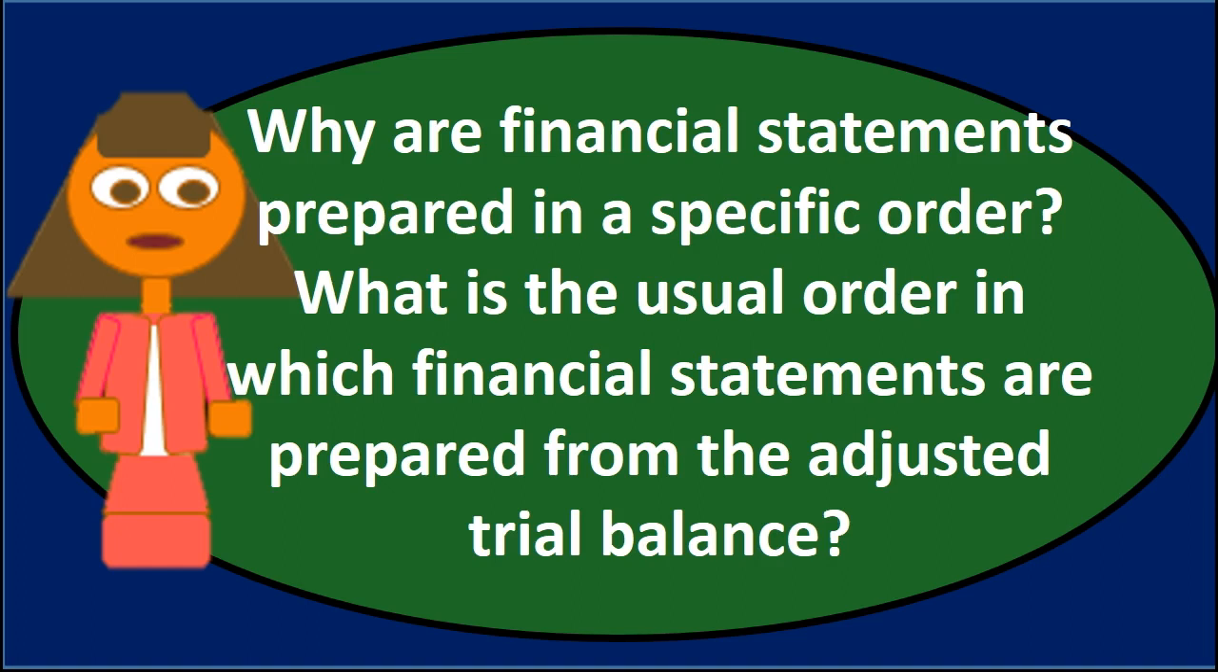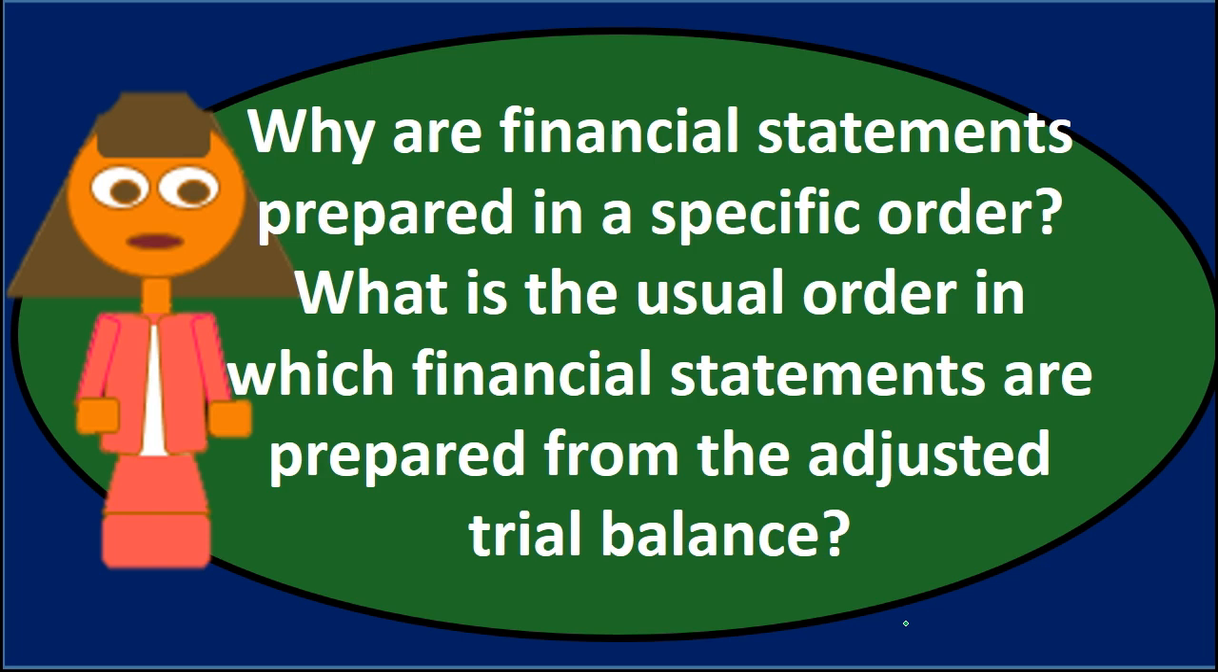Hello, in this discussion we will discuss the discussion question of why are financial statements prepared in a specific order? What is the usual order in which financial statements are prepared from the adjusted trial balance? So this is going to be getting into when we actually generate or put together those financial statements. How do we do that? What order will we do that in?